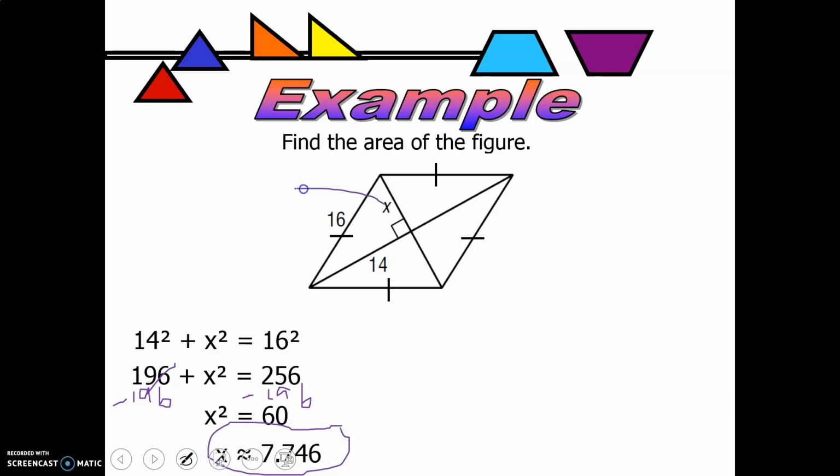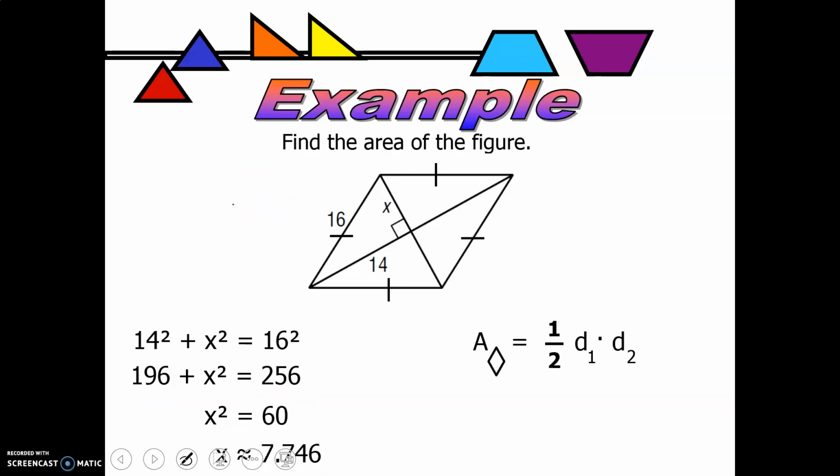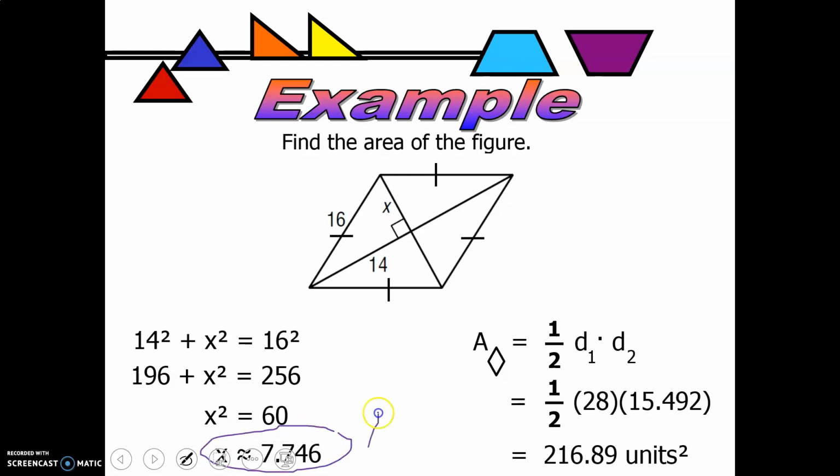So now we want to try not to round too much. In other words, don't round that to 7.7. If you round it to 7.75, that's okay as well. I tried to add as many digits as possible, and when I doubled this side, multiplied that by 2, I get the length of our other diagonal, 15.492 approximately.